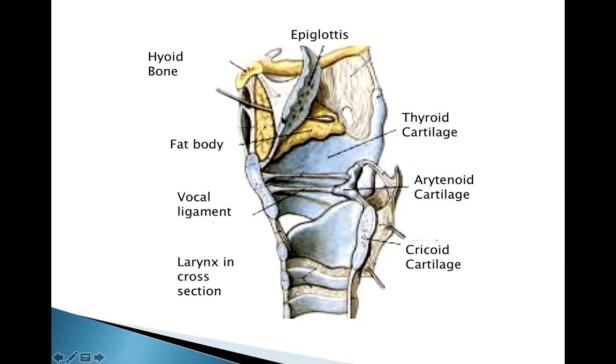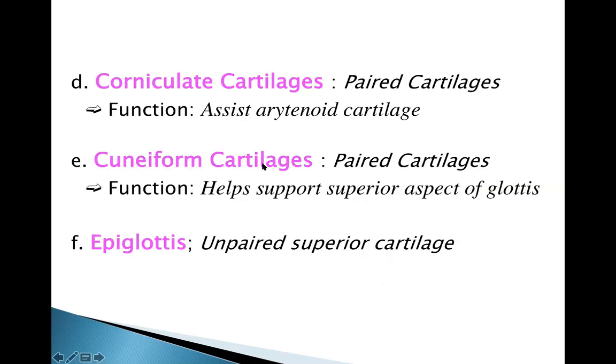And then last but not least, here's your epiglottis that's going to be attached right there to the inside edge of the thyroid cartilage. All right, so the corniculate and cuneiform cartilages are two more of the paired cartilages. Again, the corniculates are going to sit right on top of the apices of the arytenoids, and then the cuneiforms are sitting in that superior edge of the mucosal fold.